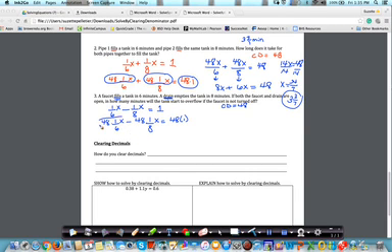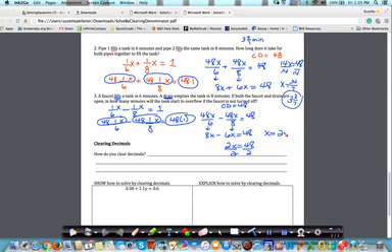So again, across the top, 48x over 6 minus 48x over 8 equals 48. 48 divided by 6 is 8x minus 48 divided by 8, which is 6x, equals 48. 8 minus 6 is 2x equals 48, and divide by 2. So we get x equals 24.